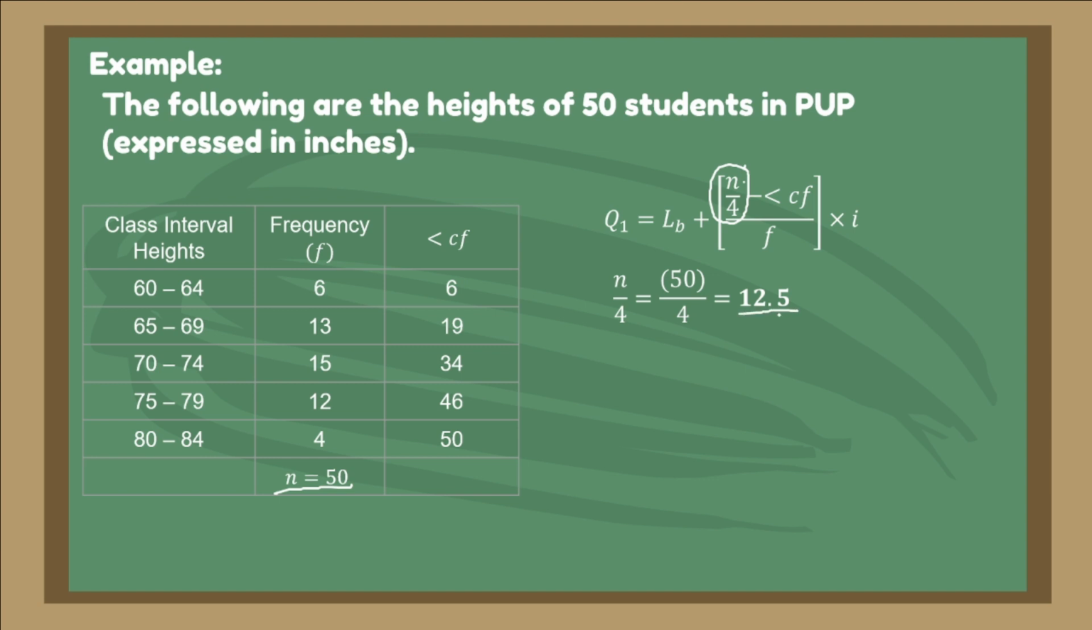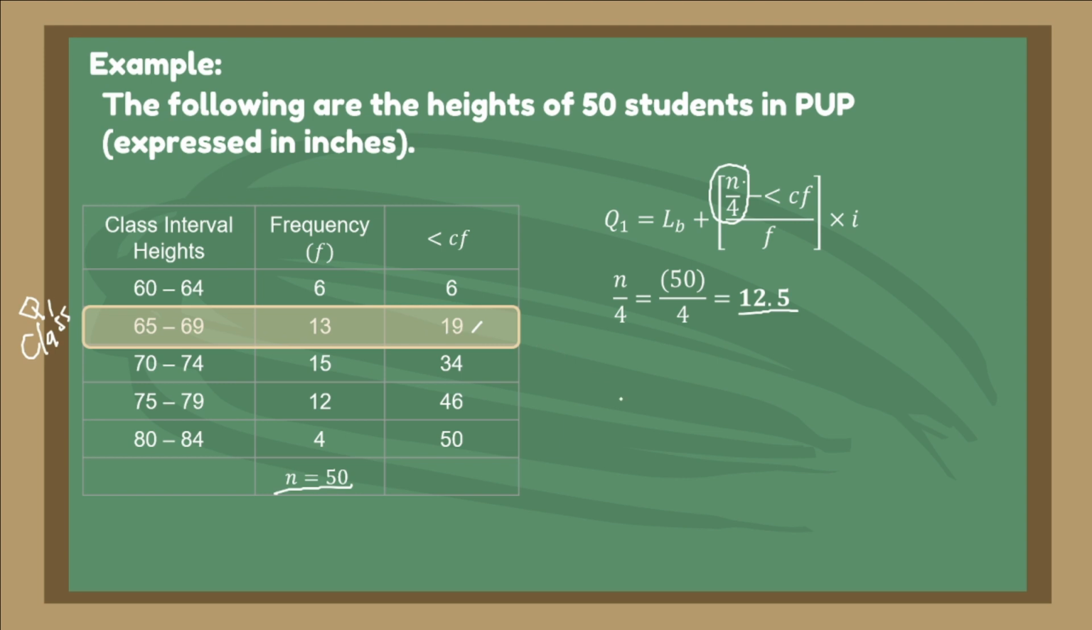Now we are going to find 12.5 in the column of less than cumulative frequency. Since there is no 12.5, we have to choose 19, the next number higher than 12.5. Therefore, this row is our Q1 class. So we are going to base our values on this row.